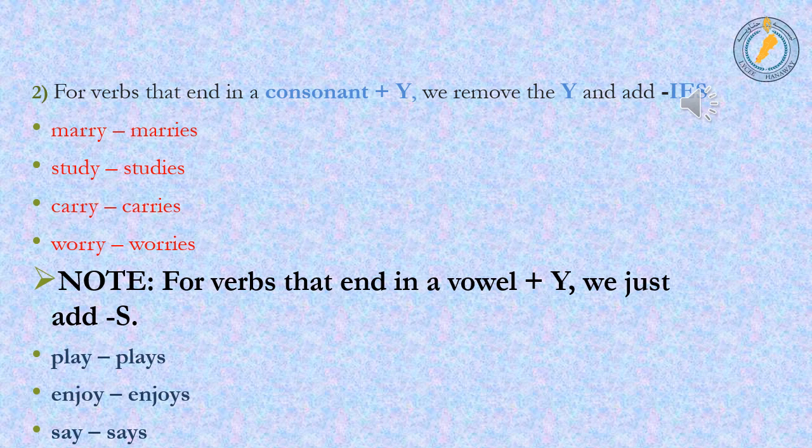Note, you have to be careful with this note: for verbs that end in a vowel plus Y, we don't remove the Y and add IES. We just add S. Example, play, plays. As you can see over here, this verb ends with Y. This Y is preceded by a vowel. So whenever I have a verb that ends in a Y preceded by a vowel, I just add S.